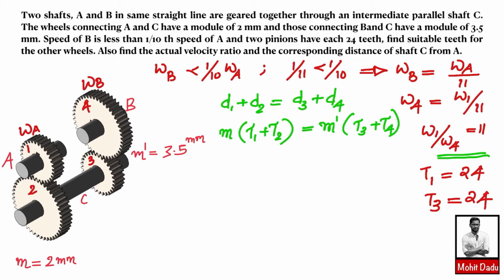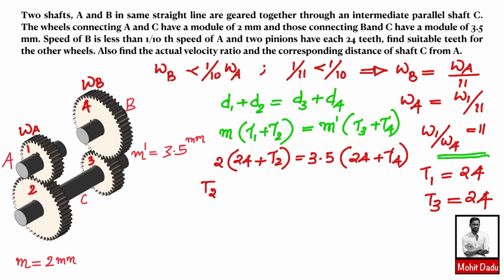So I can write m is 2 mm, 2 into (t1 is 24 plus t2 is unknown) equal to m dash is 3.5 into (t3 is 24 plus t4 is unknown). Simplifying this, I will get an expression in terms of t2 and t4: t2 minus 1.75 t4 will be equal to, right hand side, 18.